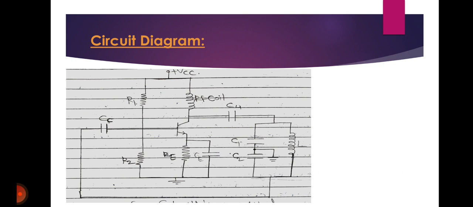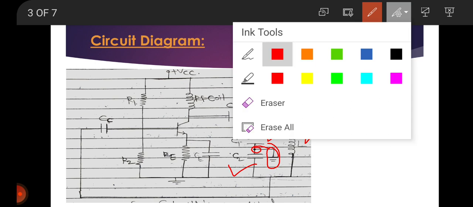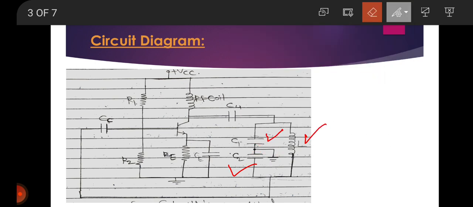It uses two capacitors placed across a common inductor L. These two capacitors C1 and C2 are placed across a common inductor L, and the center of two capacitors is tapped. See here, center of these two capacitors are tapped. The frequency of oscillation is determined by the values of C1, C2 and L.